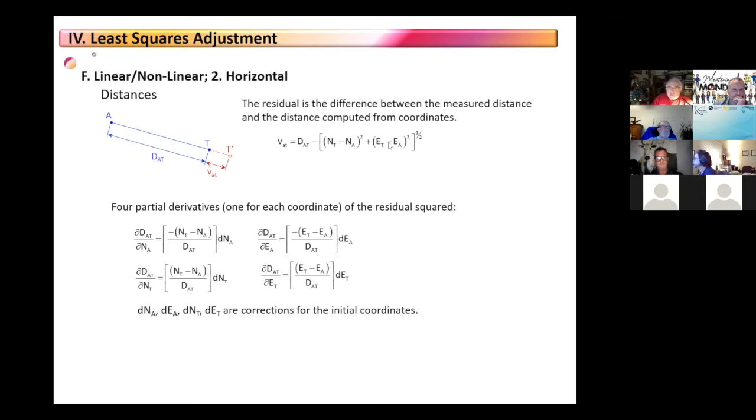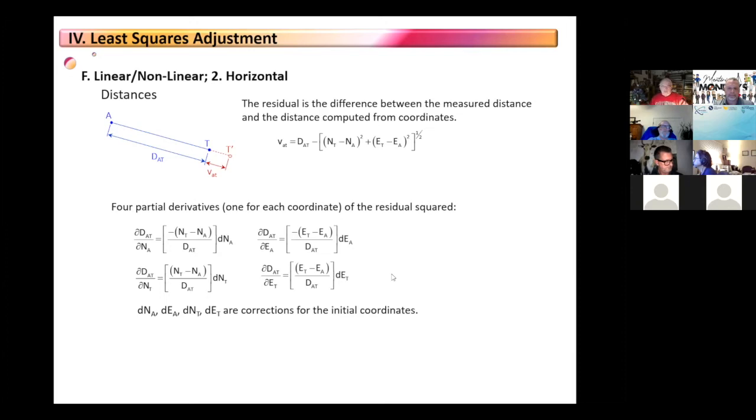And there are 4 unknowns in here: the north and east coordinate of the 2 point, the north and the east coordinate of the at point. So here we have our 4 partial derivatives. And in this one case here, they have the correction that's applied to the initial approximation.